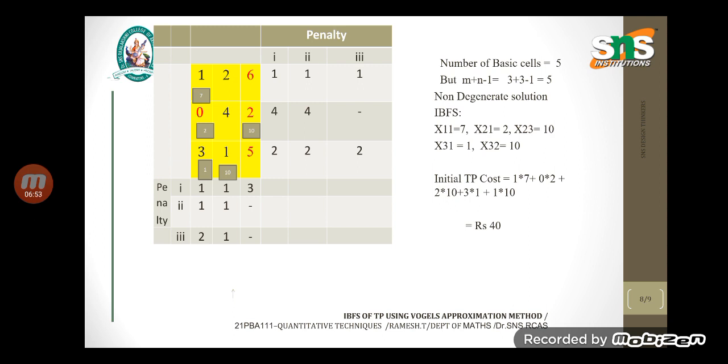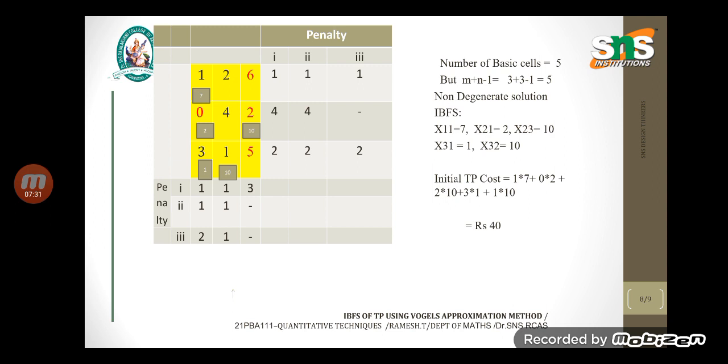After allocating, we check the number of basic cells. There are 5 basic cells, and the formula is m plus n minus 1, where m is the number of rows and n is the number of columns. Here we have 3 rows and 3 columns, so 3 plus 3 minus 1 is 5. The number of basic cells is 5 and the number of allocations m plus n minus 1 is also 5, therefore it is a non-degenerate solution. What is the basic feasible solution? The allocations are x11 is 7, x21 is 2, x23 is 10, x31 is 1, x32 is 10. It is the basic feasible solution.